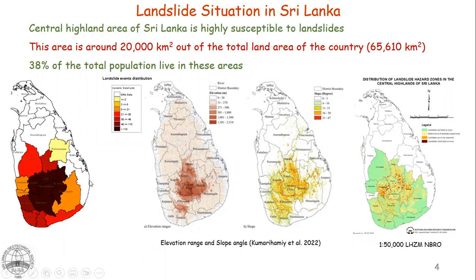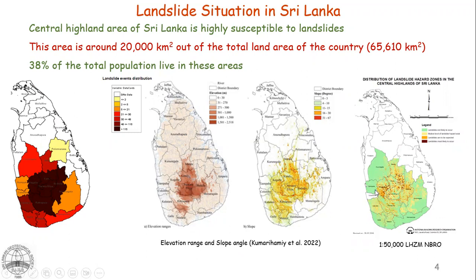Here we have the landslide map with this legend, and it matches very well with the slope elevations and ground elevation ranges. The National Building Research Organization, which is the government authority on landslides, has developed landslide hazard zonation maps, which I will elaborate on a little later. These 2 basic maps match well with the landslide hazard zonation maps.